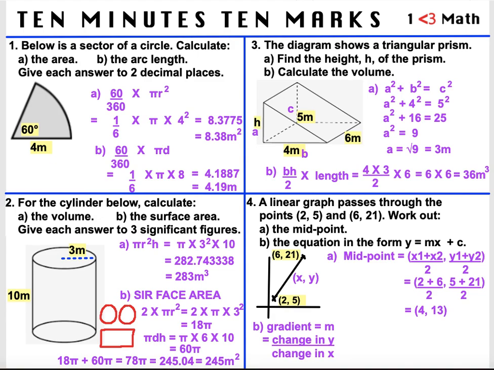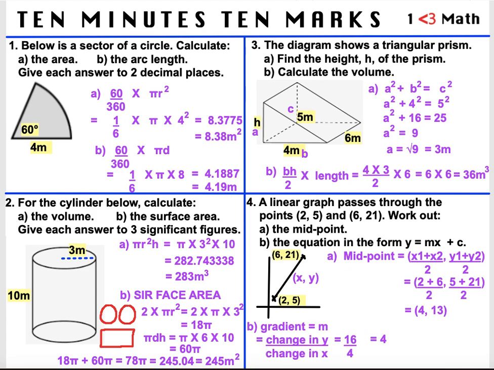Now for part B, we need to find the equation of the line in the form y equals mx plus c. Now you can see there that the gradient m is calculated by doing the change in y divided by the change in x. So if we look at our y coordinates, the first point is 2 and 5, so the y coordinate is 5. The second y coordinate is 21, so the change in y is 16. 21 take away 5. The change in x, it goes from 2 to 6, so the change in x is 4, so the gradient can be calculated by doing 16 divided by 4, so the gradient of this graph is 4.